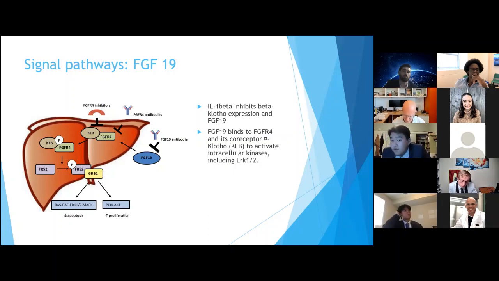So from all this, these results suggested that the inflammation and IL-1 beta were playing an important role in regulating FGF19 signaling and function in the liver.